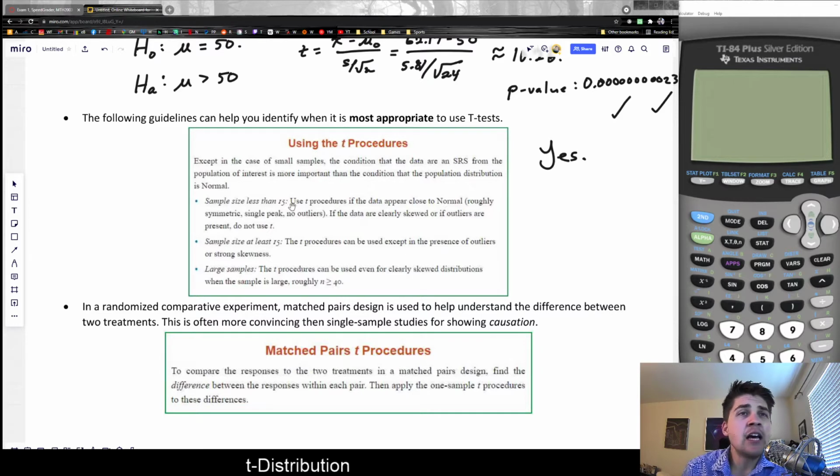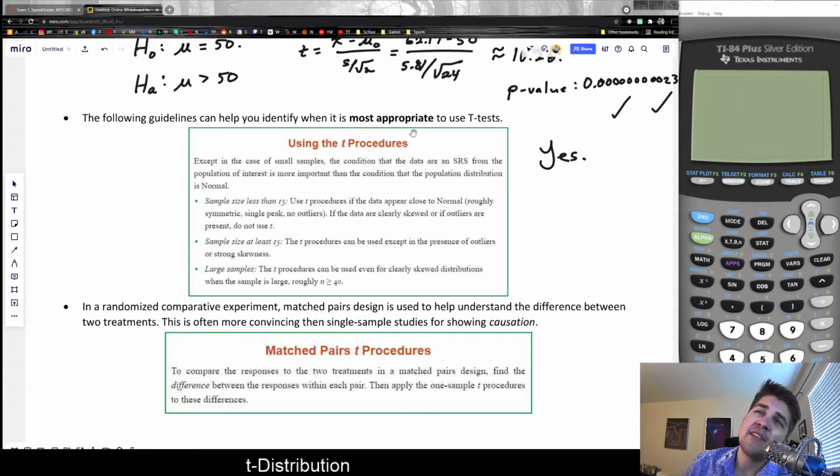So basically, we want to make sure that our sample is properly randomized from the population and does not have any other forms of bias. And it's not that important that it's normal comparatively. And then it says that the particular sample size will also affect the validity of the results of the t-distribution.